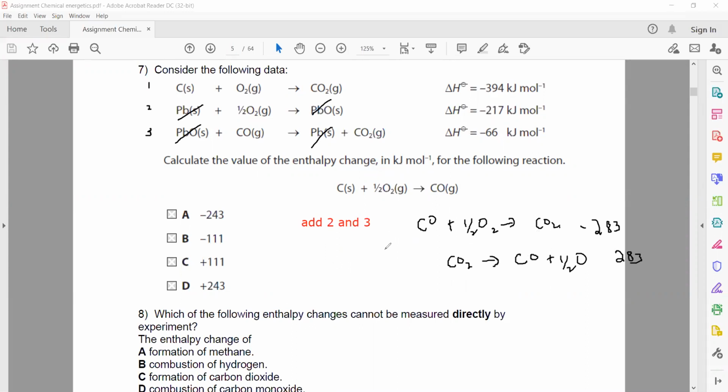So we have this equation, and the first equation was carbon plus oxygen gives carbon dioxide. When they are on opposite sides, if I add them again, carbon dioxide will cancel with carbon dioxide. So here we have carbon, oxygen minus half oxygen, so we are left with half oxygen, and it gives carbon monoxide. This value was minus 394. When we solve this, we'll get minus 111. So the answer for this one will be B. So this is one way, using a simultaneous equation, we can solve this question.